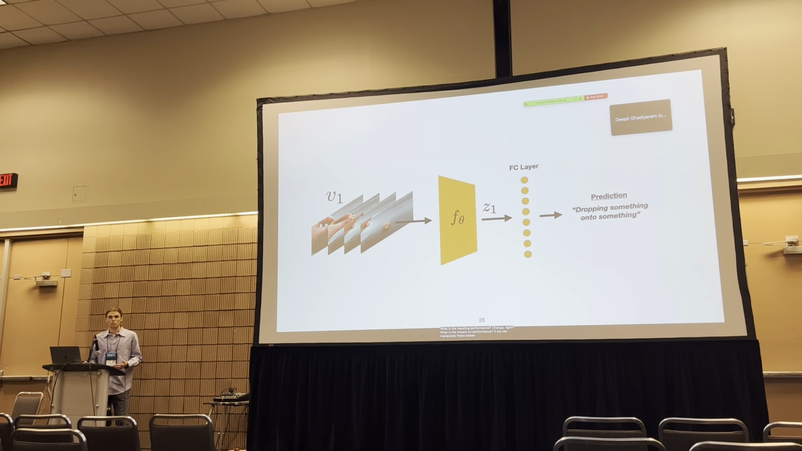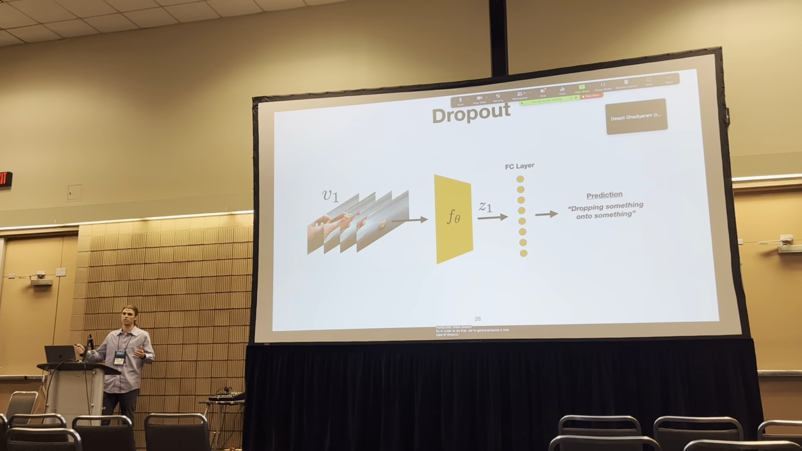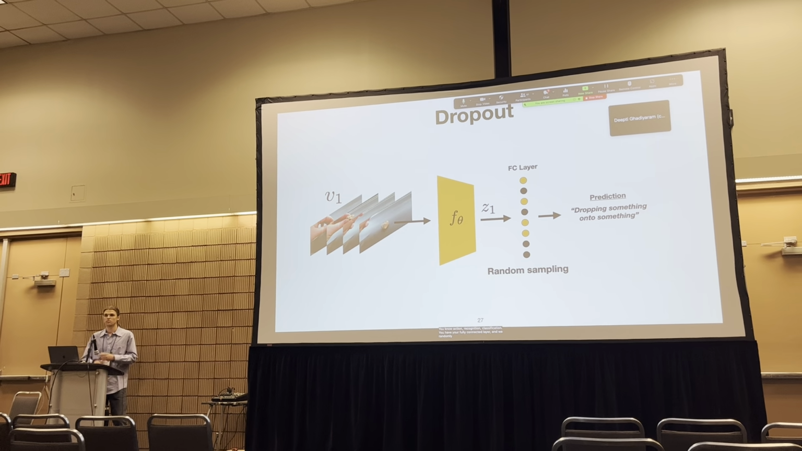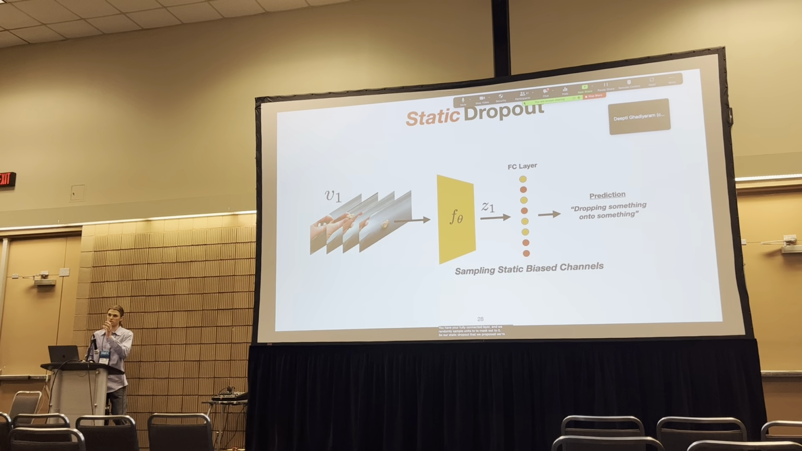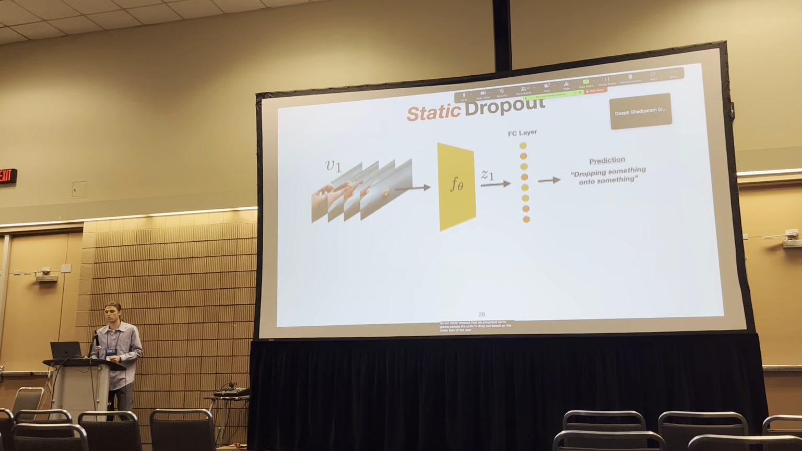So in order to do that, we're going to propose a new type of dropout. So here we have standard dropout, or standard action recognition classification. You have your fully connected layer, and we randomly sample units to mask out to 0. So our static dropout that we proposed, we're going to sample the units to drop out based on the static bias of the unit. So let's go through the approach.